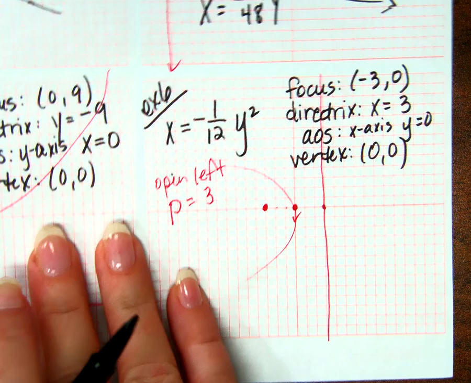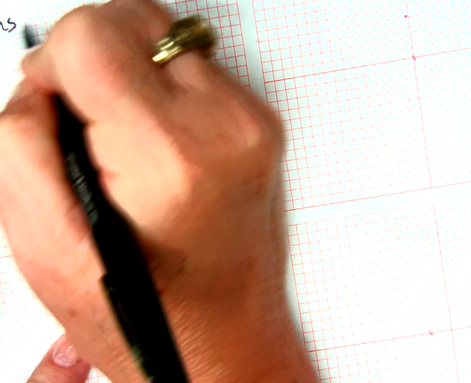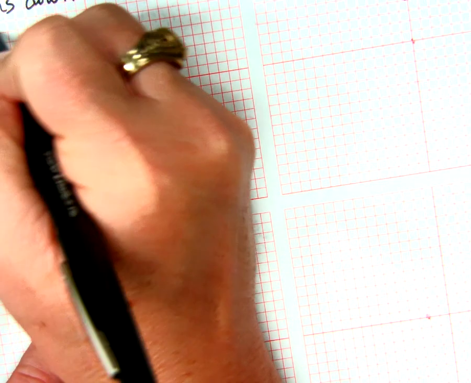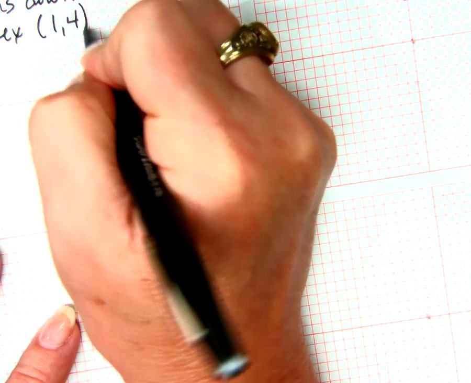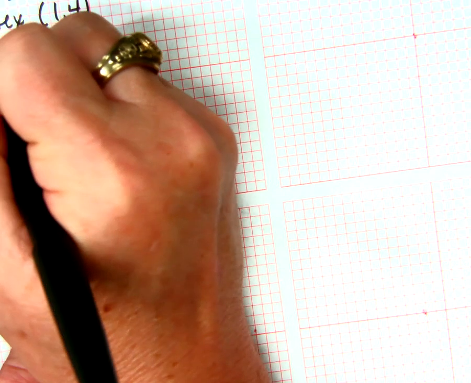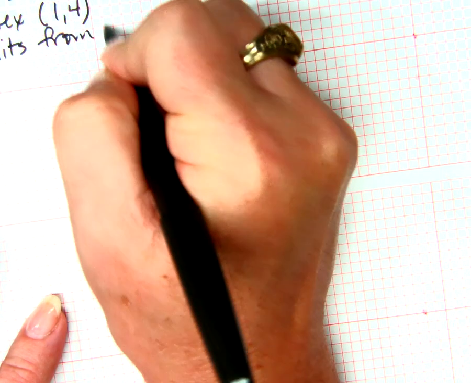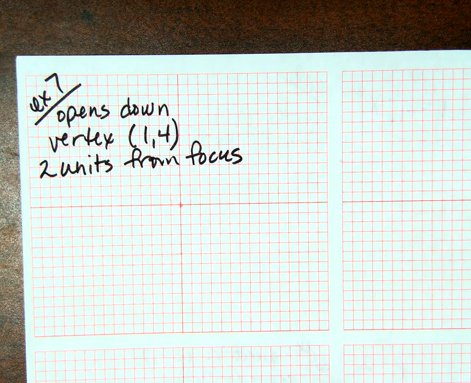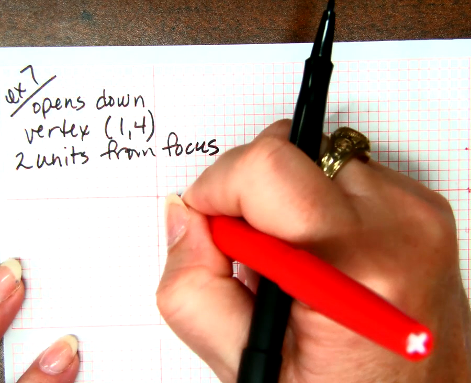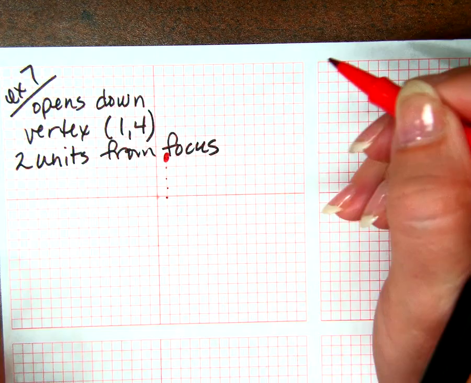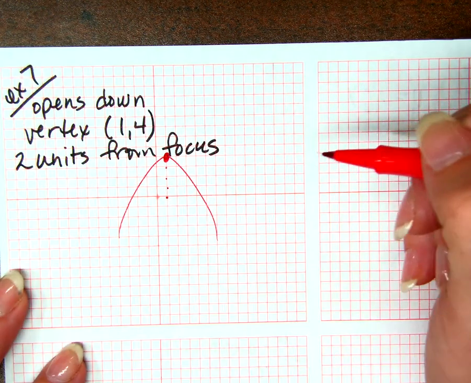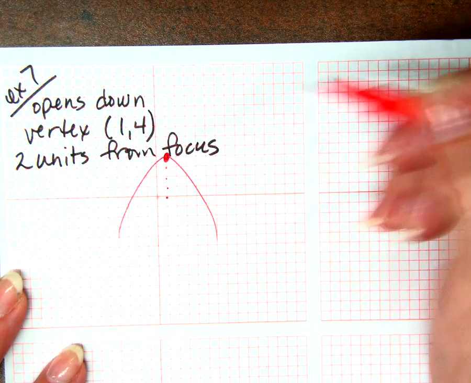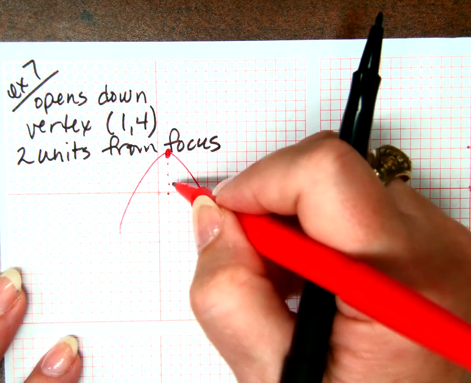Got it? This one opens down. It has a vertex at 1, 4. And the vertex is 2 units from the focus. So the vertex is at 1, 4, and it opens down. And the vertex is 2 units from the focus. So where's the focus? 1, 2.